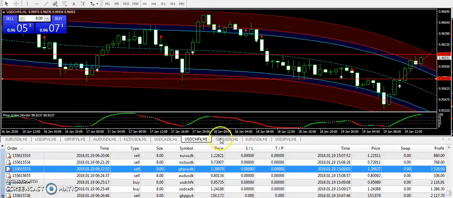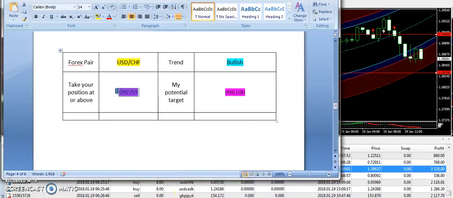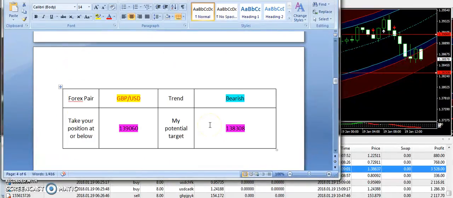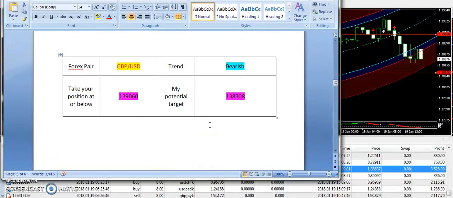Okay, now let's talk about another good move that we have seen on Great Britain Pound USD. I stuck to my decision that I was bearish, and I still kept myself bearish. It happened 2 times that Great Britain Pound USD has not taken a U-turn.